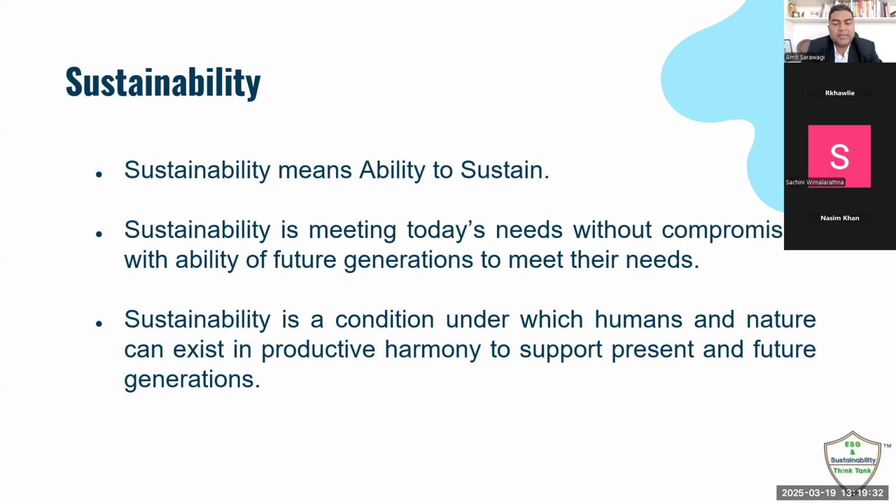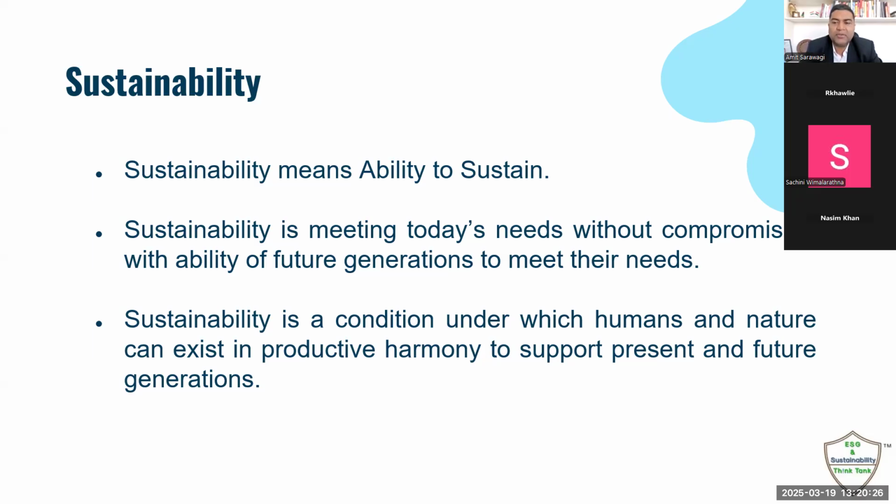So now we are learning about sustainability. Sustainability means ability to sustain. Sustainability is meeting today's needs without compromising the ability of future generations to meet their needs. So sustainability is around resource consumption, use of resources. If we are using resources, we should use them in such a way that we are not only meeting our needs, but keeping the needs of our future generation in mind, because they should also be able to meet their own needs.